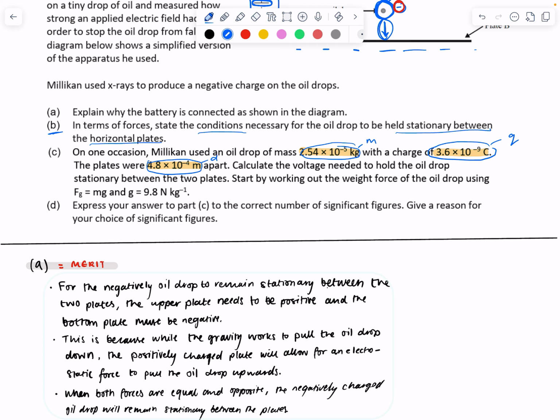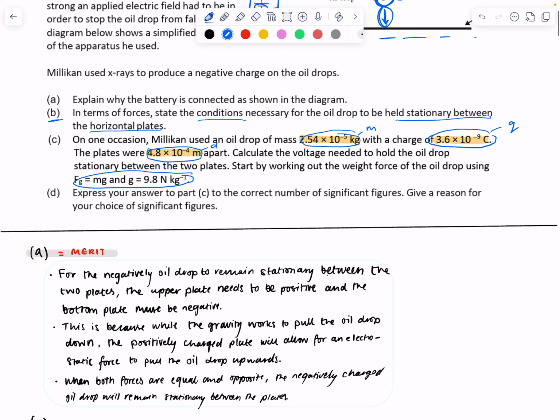Calculate the voltage needed to hold the oil drop stationary between the two plates. Start by working out the weight force of the oil drop using this equation here. Okay, so it gives us a hint. We have to use this equation here to first work out the weight force of the oil drop.